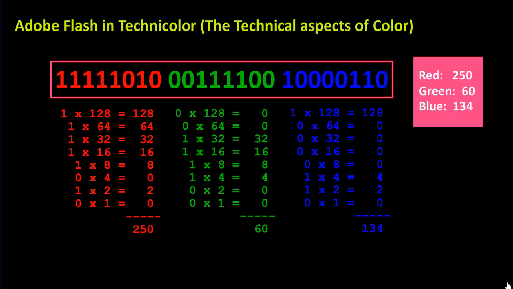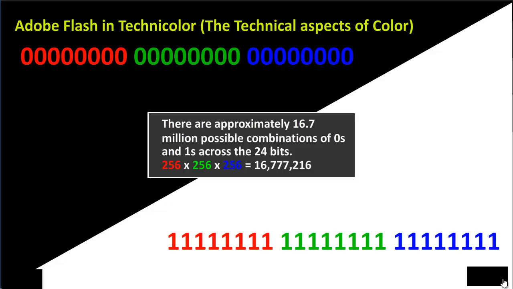The second 8 bits, which is green, our green value, is a value of 60. It simply is 32 plus 16 plus 8 plus 4. And then the blue is 128 plus 4 plus 2, and that gives us a value of 134. So those 8 bits combined is this color of pink. So if all of those values, the red, green, and blue, are set to 0, we get black, and if they're all set to 255, we would get white light. And then we have all those combinations in between.